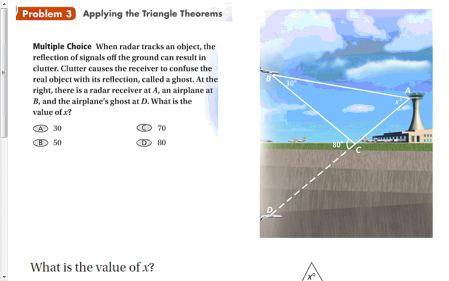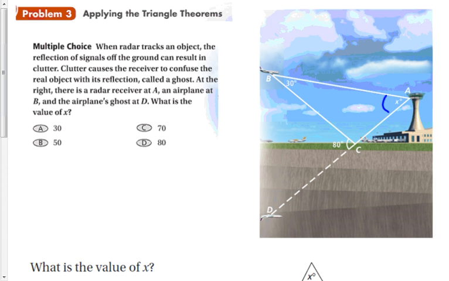All right, here's a problem where we're going to apply this triangle theorem. A radar tracks an object. The reflection of signals off the ground could result in clutter. Clutter causes the receiver to confuse the real object with its reflection, called a ghost. At the right, there is a radar receiver A, an airplane at B, and the airplane's ghost at D. What is the value of x?